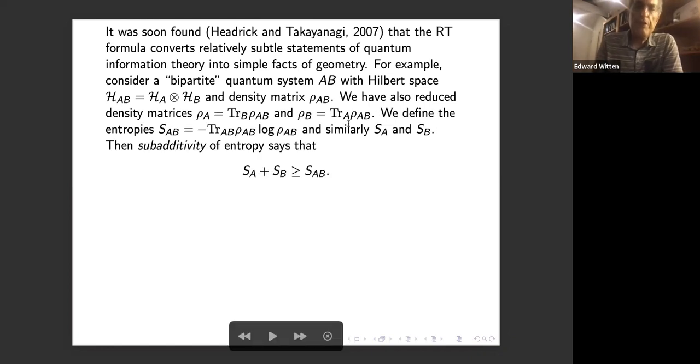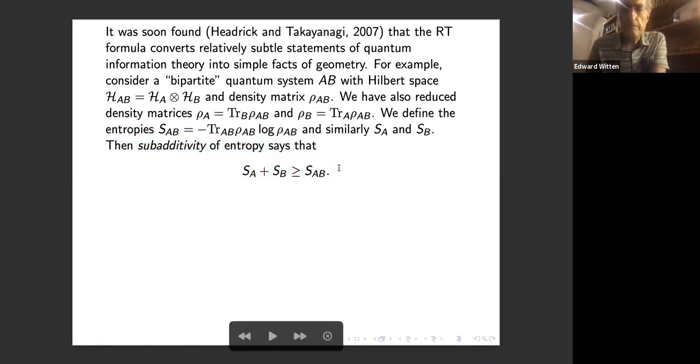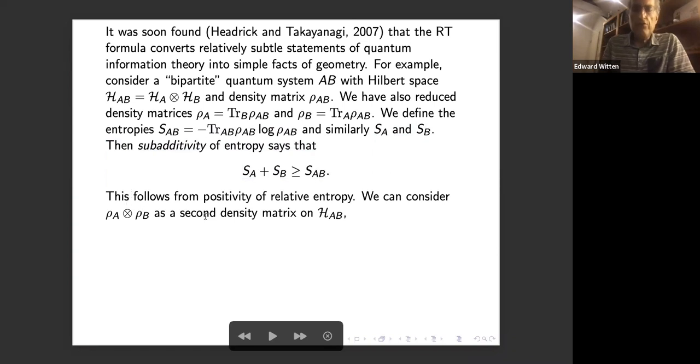Well, we can define the entropy S_AB, as we did yesterday, or even maybe in the first lecture, as minus the trace over AB of rho_AB log rho_AB. And similarly, we defined S_A and S_B. And the important property called subadditivity of entropy says that S_A plus S_B is equal to or bigger than S_AB. This actually follows from positivity of relative entropy. We consider rho_A tensor rho_B as a second density matrix on H_AB. So on H_AB, we have two density matrices. One is rho_AB and one is rho_A tensor rho_B.